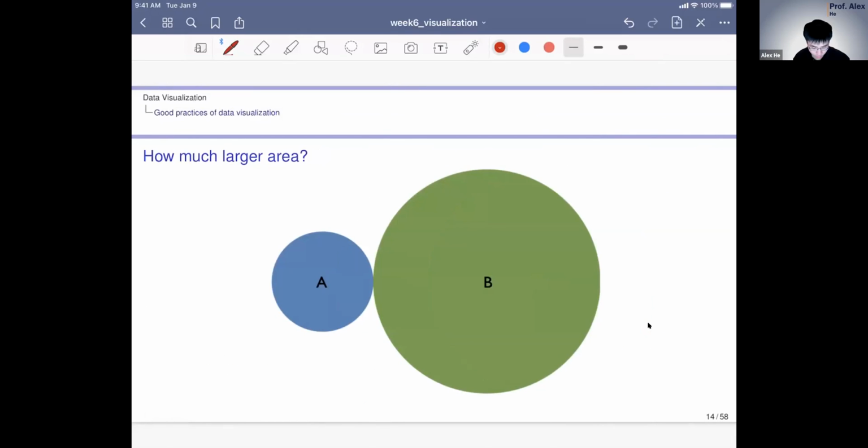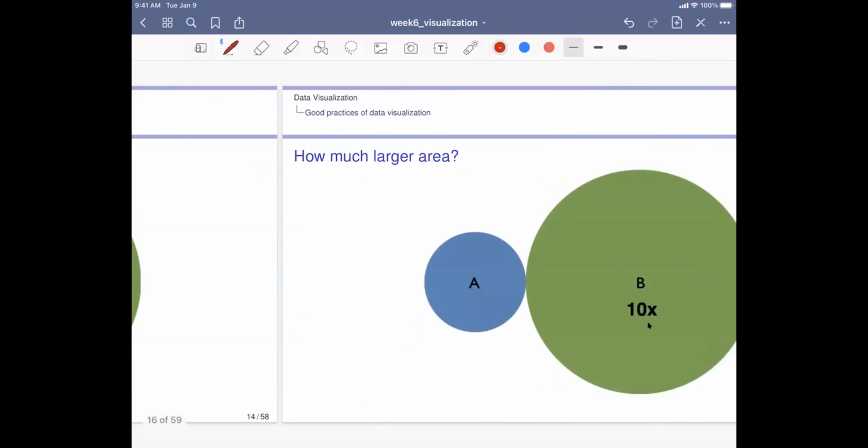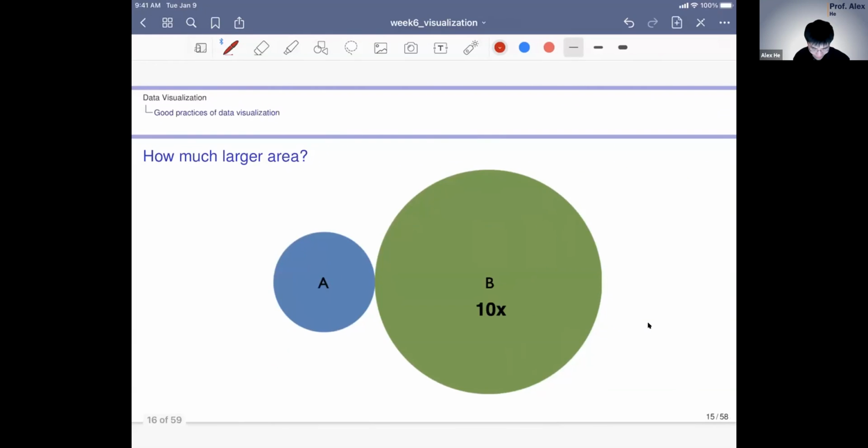Okay, so now how much bigger is B relative to A? These are the two pies, two circles. 4 times. I think that's pretty far away from the truth. B is actually 10 times bigger than A. But when you do area, it's not easy to see, right? You would think that it's only 4 times.